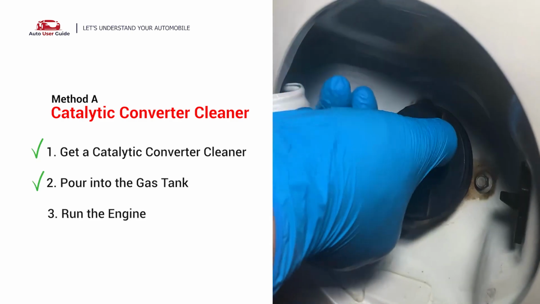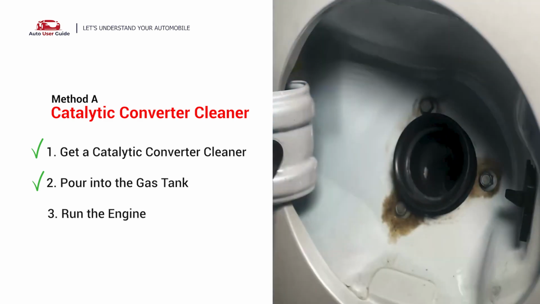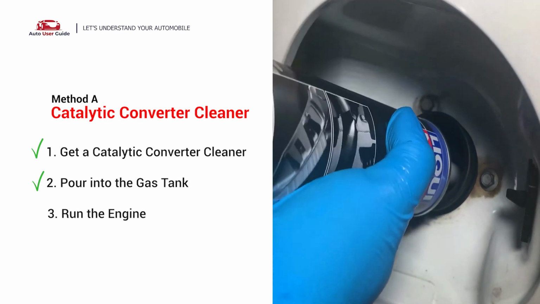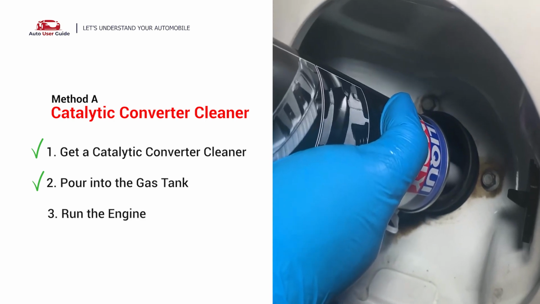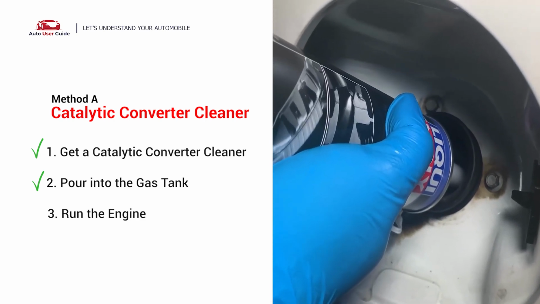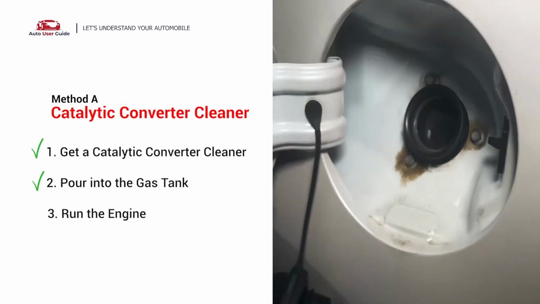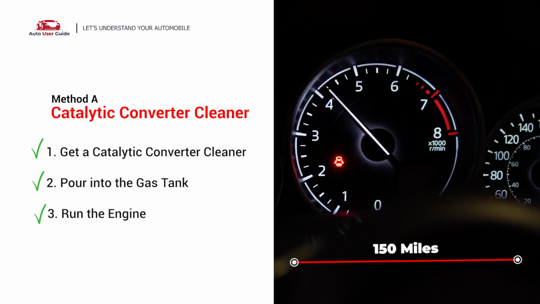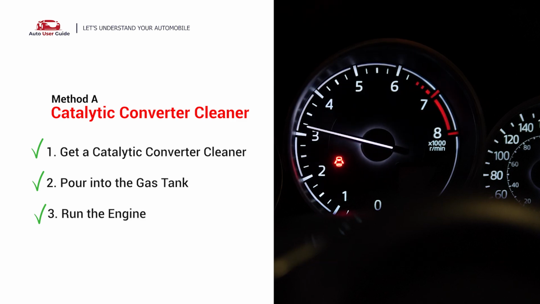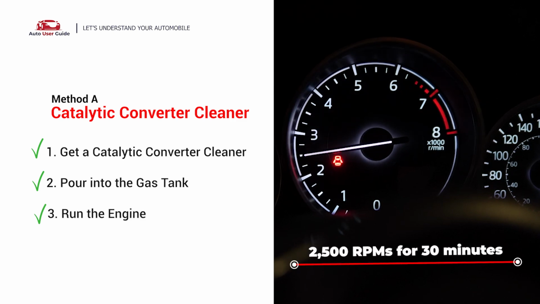Simply add the cleaner to your gas tank, ensuring you use the appropriate amount based on the specific cleaner you choose. The fluid mixes with the gasoline in the tank and works to break down the buildup in the catalytic converter, effectively cleaning it. Then you can drive your car for 150 miles or run the engine at about 200 RPMs for 30 minutes to run the cleaner through.